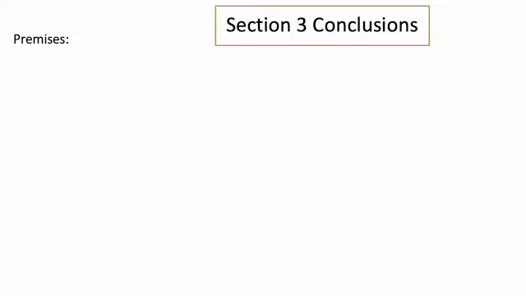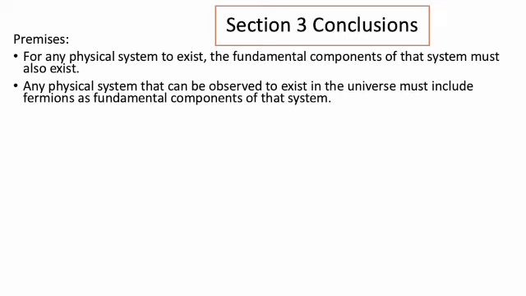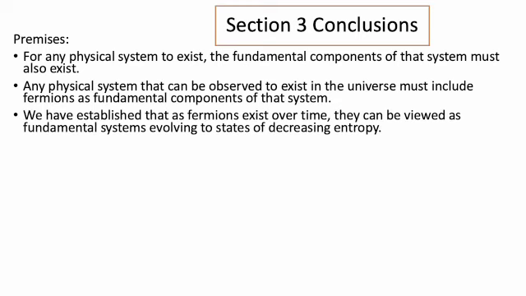And now we are ready to prove the conclusions for this section of the presentation. So given these premises: 1, for any physical system to exist, the fundamental components of that system must also exist. 2, any physical system that can be observed to exist in the universe must include fermions as fundamental components of that system. 3, we've established that as fermions exist over time, they can be viewed as fundamental systems evolving in states of decreasing entropy.